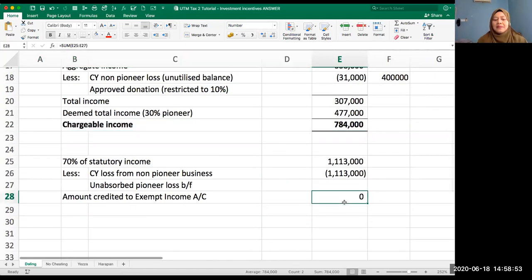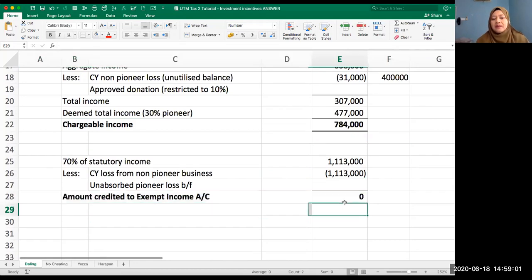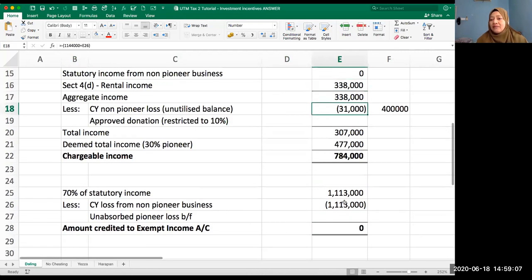Remember just now, exempt income is 0 because your abated amount is fully absorbed by the loss from your non-pioneer. So what you want to know is your chargeable income and amount credited. In the case of losses, there's no loss that you carry forward because all losses for the year from non-pioneer are absorbed by the income. In this case, it is absorbed by the pioneer as well as by the abated as well as by the aggregate income.